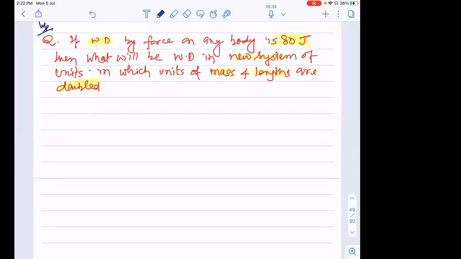बोलो इसका क्या आंसर आया? 10 आंसर आ रहा है. Okay, any other answer? 10 is the answer. 10 what? 10 in new unit है ना, because this is not the standard unit जो हम लोगों ने which is given to you. It is just take the mass and length double, so it is imaginary system of unit.